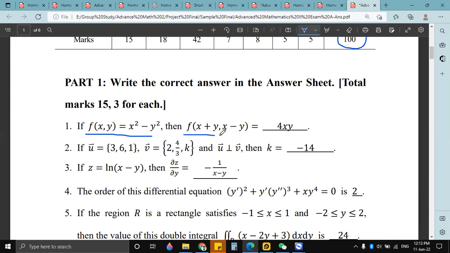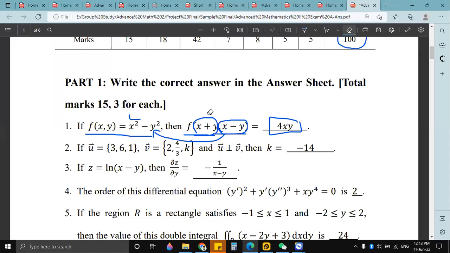So the first question here is, if f of x, y equals x squared minus y squared, then f of x plus y comma f of x minus y equals what? So you just need to write down x. This is the value of x, and this is the value of y. I mean the new value of x and the new value of y. So you have to write this value in the x, and then this value in the y. Okay. So then you will find that the result is 4xy.